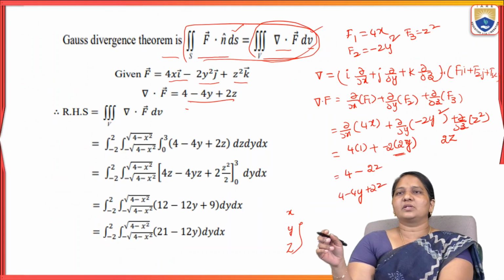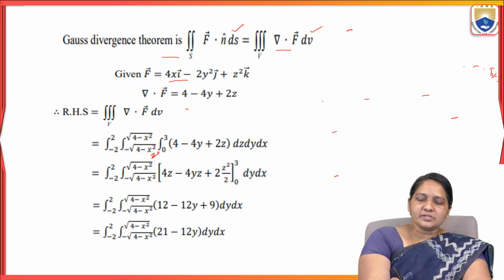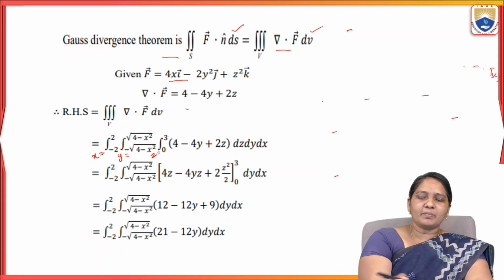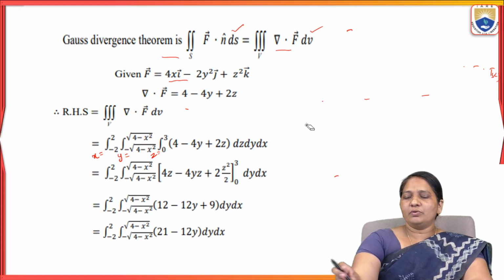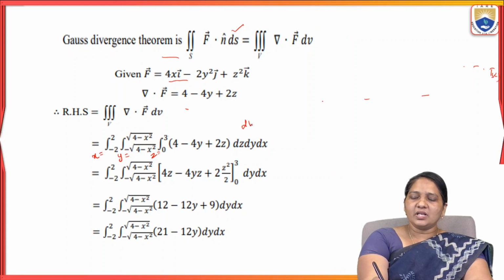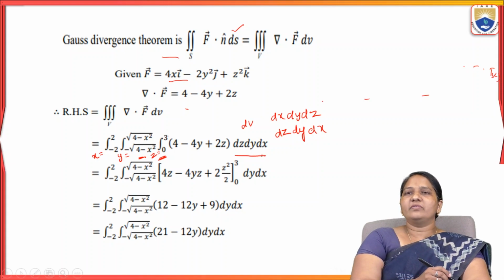We can integrate the function here. So now the z limits are 0 to 3, the y limits are minus square root 4 minus x square to plus square root 4 minus x square, and the x limits are minus 2 to 2. Here dV means dx dy dz. First the z limits are there, that's why we take dz first, and after that the y limits, so dy, and last the x limits, so dx.